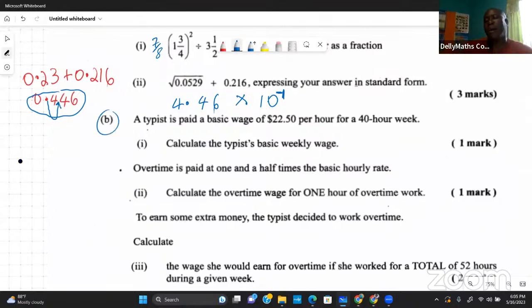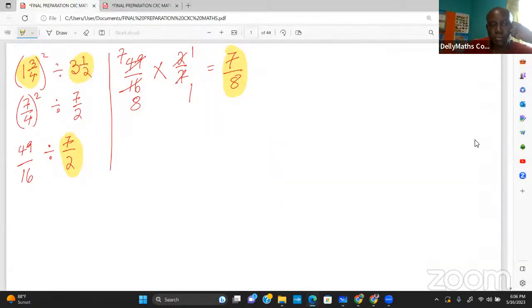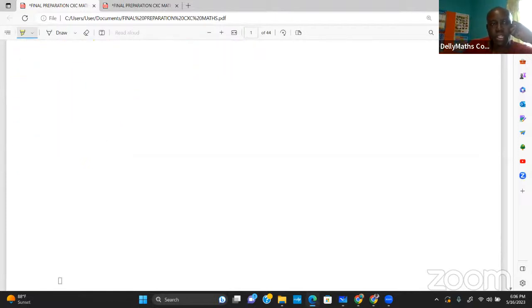All right, so the B part says a typist is paid a basic wage of $22.50 for a 40-hour week. So we're looking at $22.50 for 40 hours. Now the question says, calculate the typist's basic wage, $22.50 for 40 hours. All right, let us take a look. So we're getting $22.50.